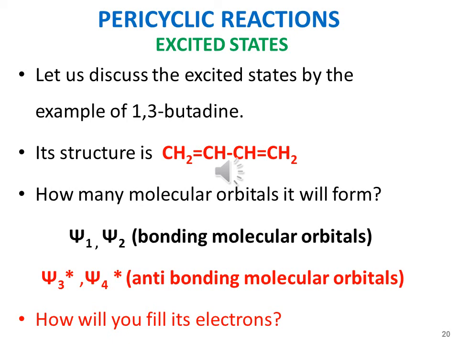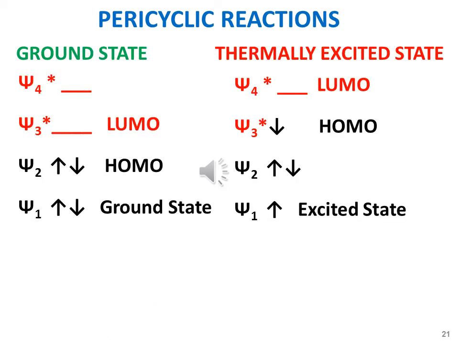How will you fill the electrons among these orbitals? When 4 atomic orbitals of 1,3-butadiene overlap, 4 molecular orbitals psi1, psi2, psi3 star, psi4 star will be formed. Psi1 and psi2 will be the bonding molecular orbitals, whereas psi3 star and psi4 star will be the antibonding molecular orbitals. In its ground state, 2 electrons will first occupy psi1 and the remaining 2 electrons will go into psi2. In the ground state of 1,3-butadiene, psi2 will be the highest occupied molecular orbital and psi3 star will be the lowest unoccupied molecular orbital.